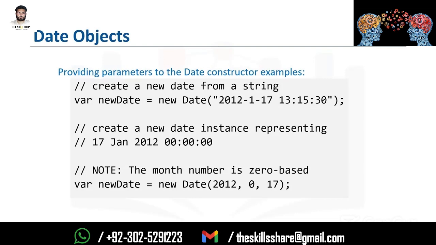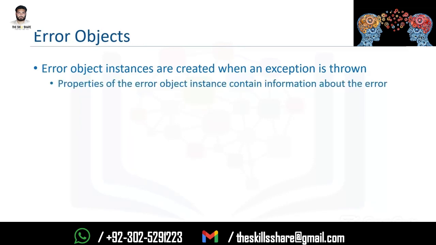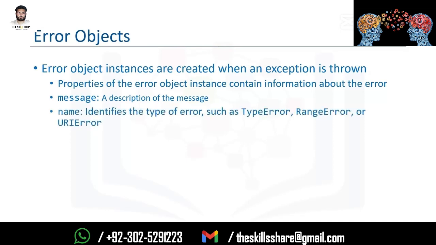As with other object-oriented languages, JavaScript creates Error object instances when an exception occurs. The Error object instance includes two properties that contain information about the error. The message property contains a description about the error. The name property identifies the type of error, such as a RangeError. A RangeError is an error instance that is created when a numeric value or parameter is outside its valid range.